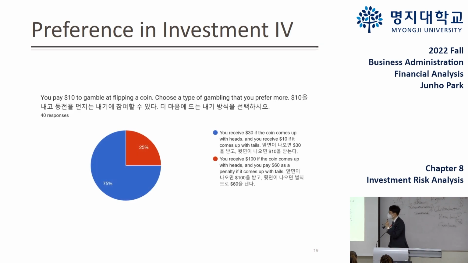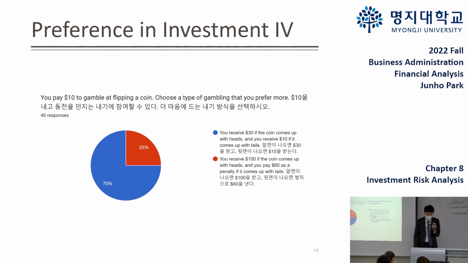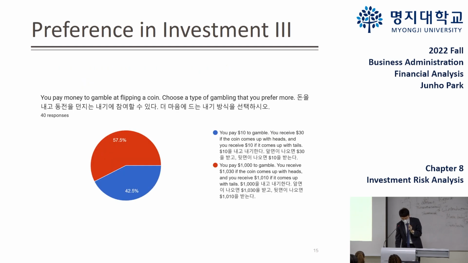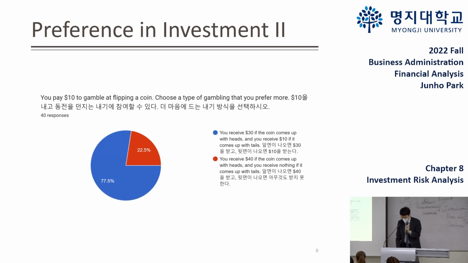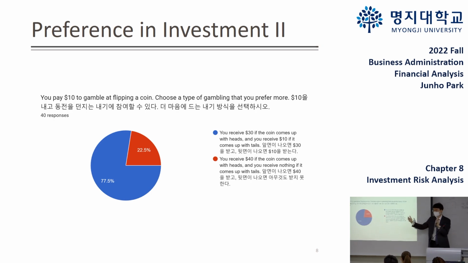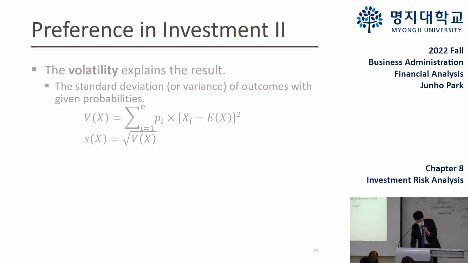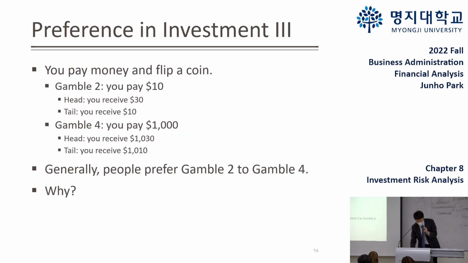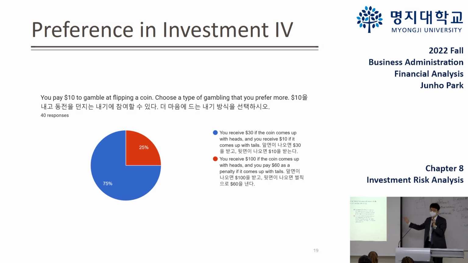You can see that still 25% of students are choosing the second option. And this is even larger than when we compared two gambles with the same expected value, but with a low volatility and a higher volatility. In that second question, 22.5% of students chose a high volatility investment. Now, more than 22.5% of students are choosing high volatility. So this cannot be explained by the volatility. And we say that they are crazy.